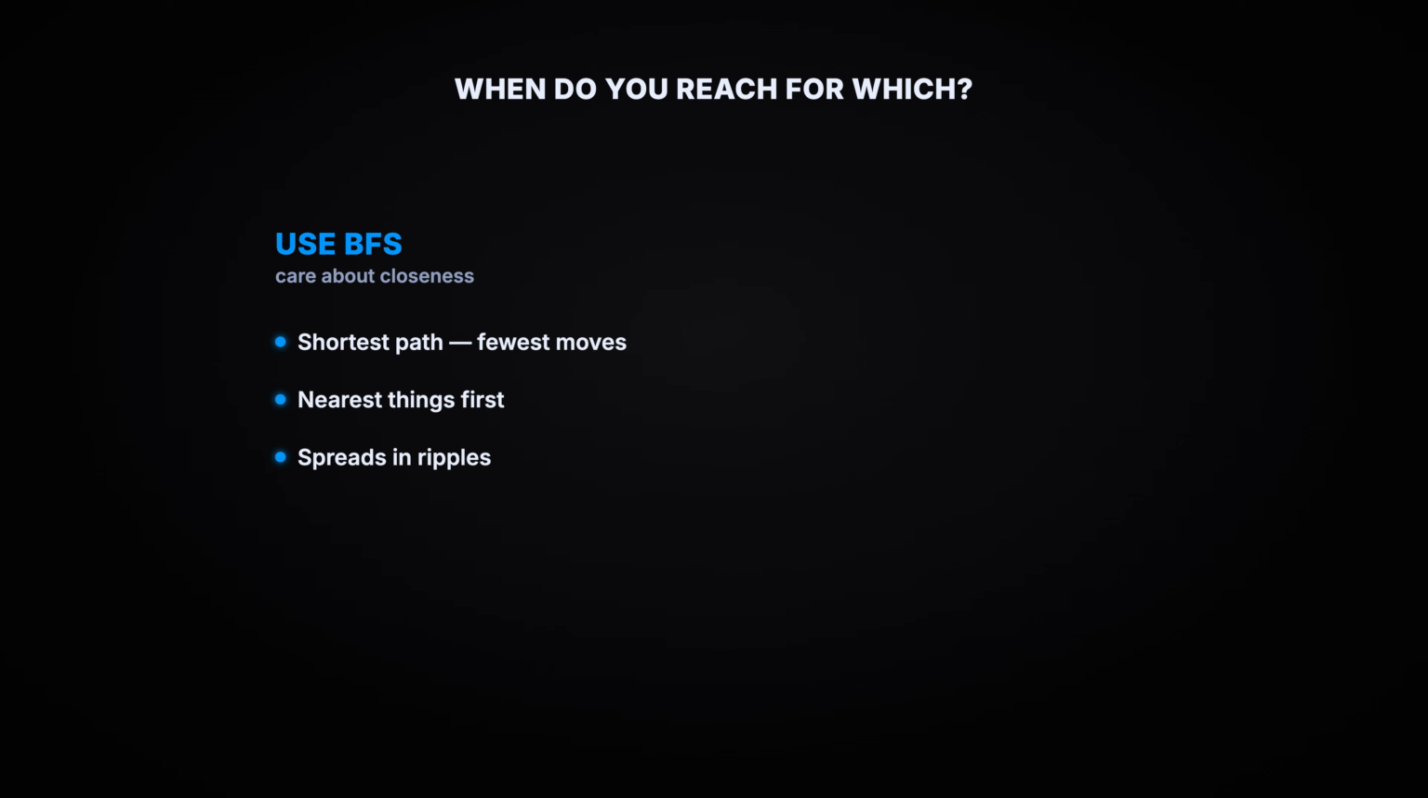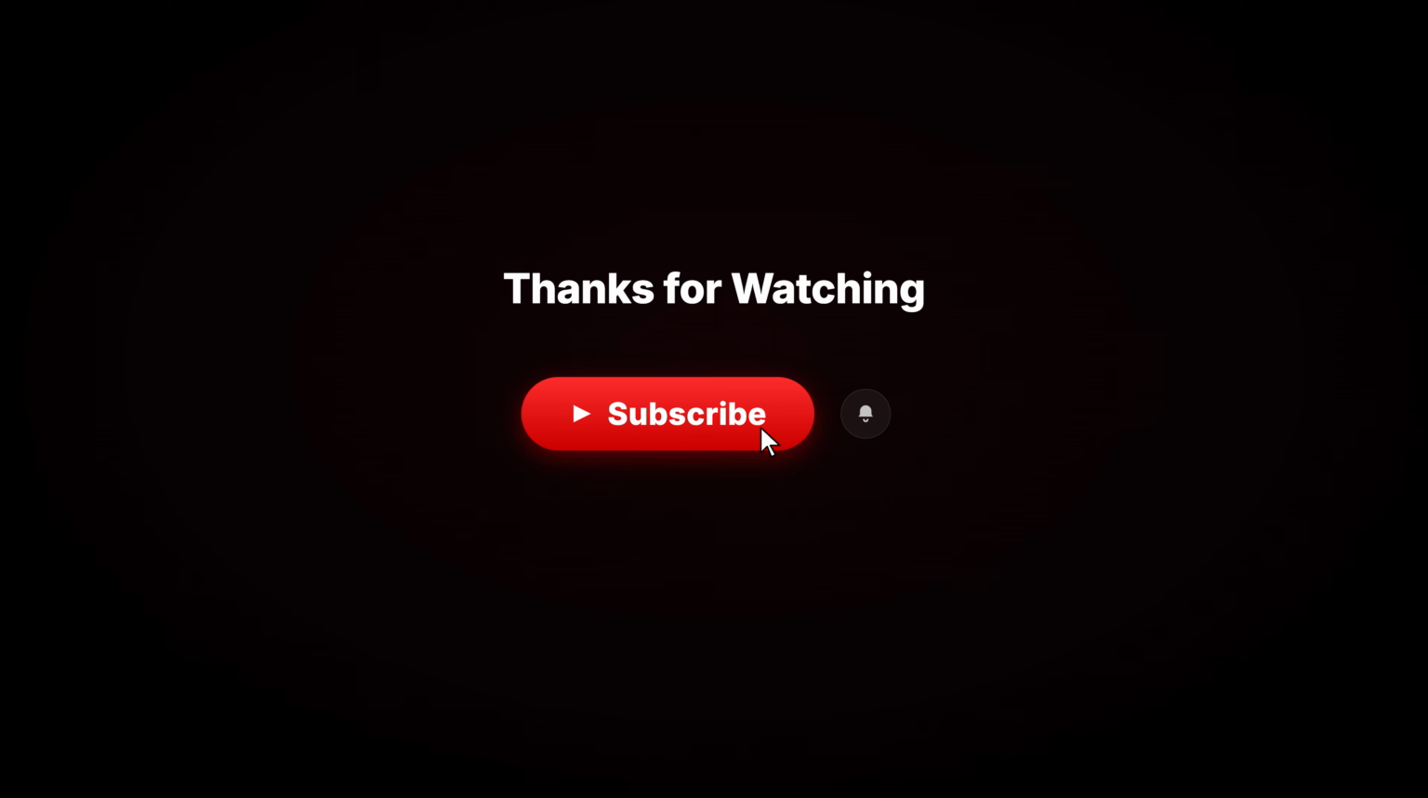So let us quickly sum it all up. BFS and DFS are the same algorithm with one swap. A queue goes wide and finds shortest paths. A stack goes deep and explores fully. Wide versus deep, queue versus stack. Learn both, and you have unlocked almost every graph problem you will face.